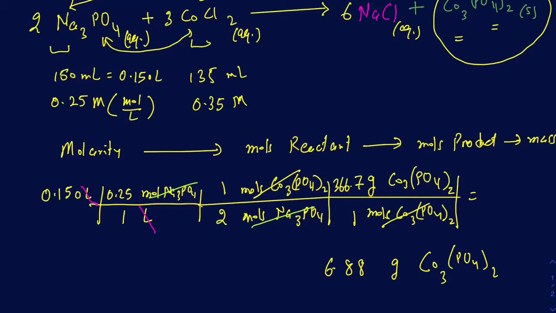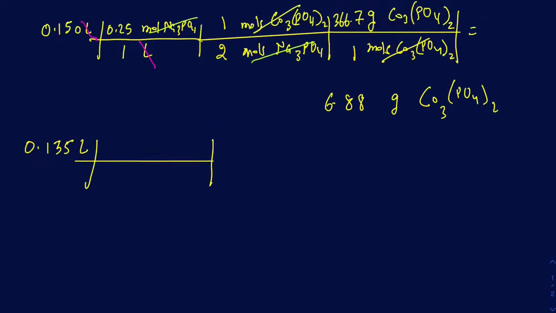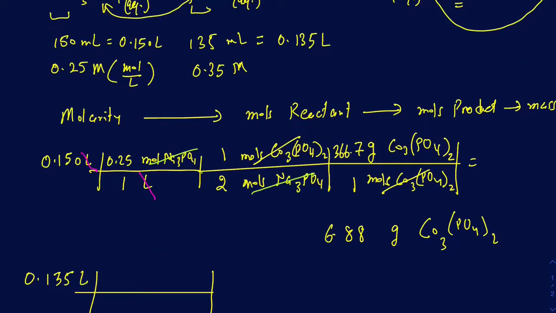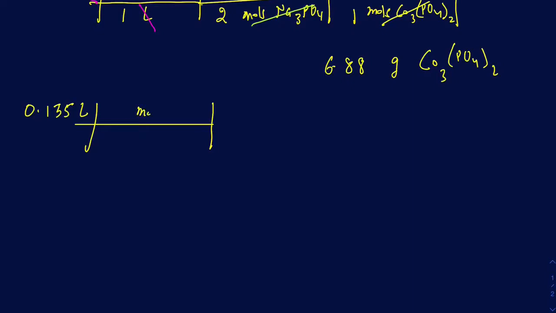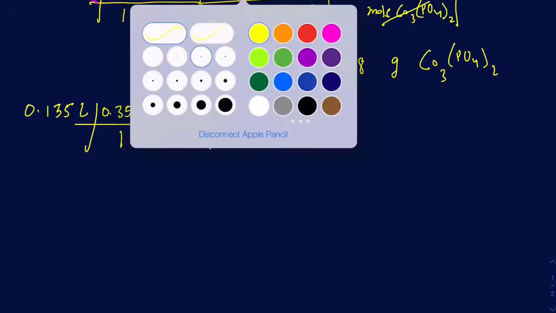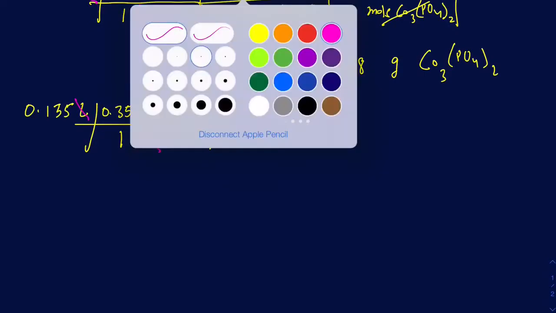So we have 135 milliliters of cobalt chloride, and that's going to be 0.135 liters. I'm going to write that down here. If I'm starting with 0.135 liters, and I know the molarity of cobalt 2 chloride is 0.35, I write down moles of CoCl2 divided by liters, and that's 0.35. And 1 goes with the liters, so you can clearly see how the liters cancels out. It's the same setup, but you're just starting with a different material now.